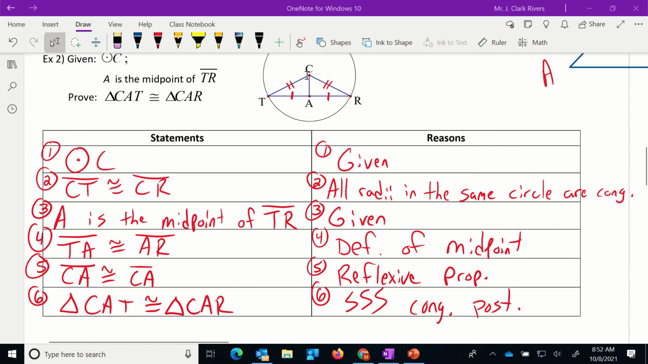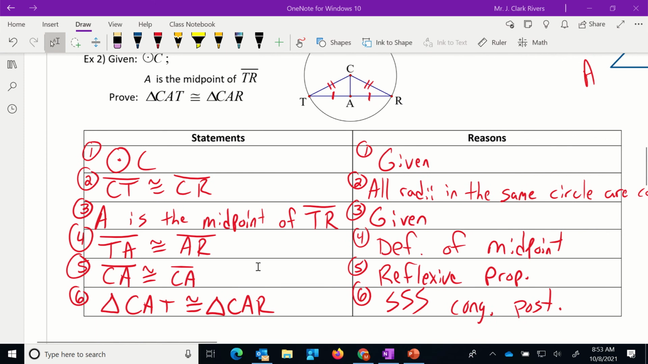CA is congruent to CA. That's the reflexive property. And then triangle CAT must be congruent to triangle CAR. Side, side, side congruency postulate. If you just write SSS, that's fine by me. If you're going to use side, side, side, you don't have to write this off to the side, but you may find it helpful. There's one side, there's one side, and there is one side.